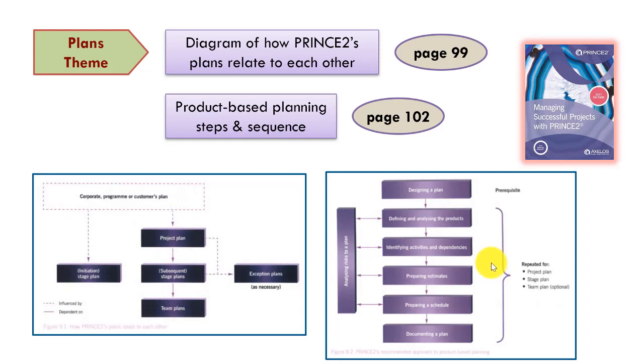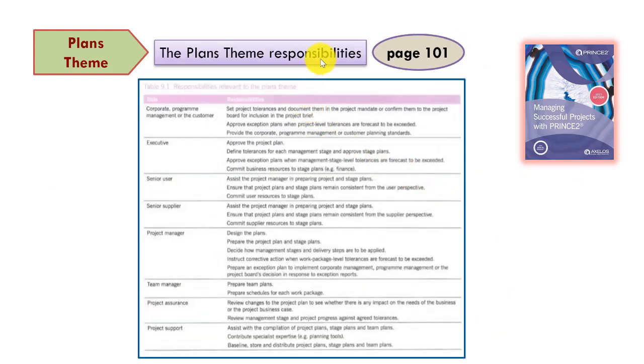And on page 102, here's a nice sequence showing the steps in carrying out product-based planning, all the way from designing a plan to start with, ultimately ending up with the finished document. This applies whether it's a stage plan or a project plan, with the exception of designing a plan, which you do at one time. Still on the plans theme, you've got a nice picture on page 101 of the plans theme responsibilities. Put a tab in there, again for easy reference.